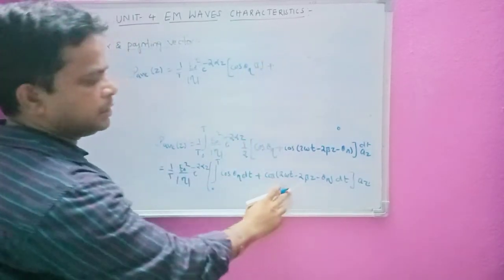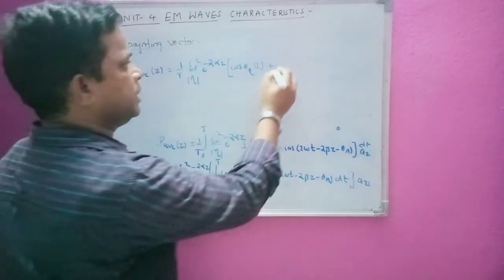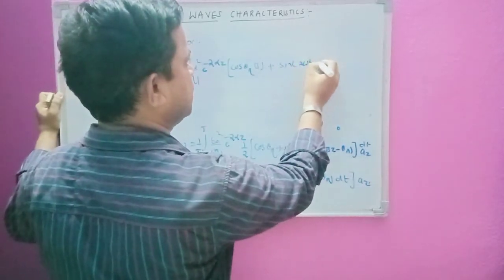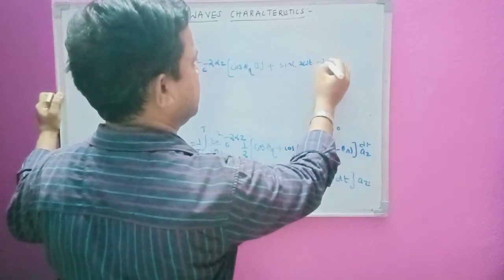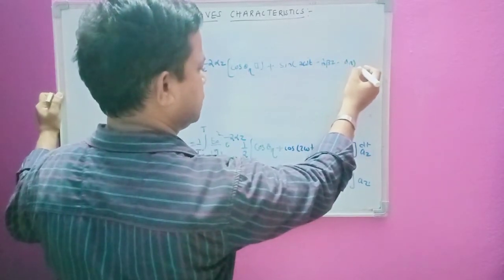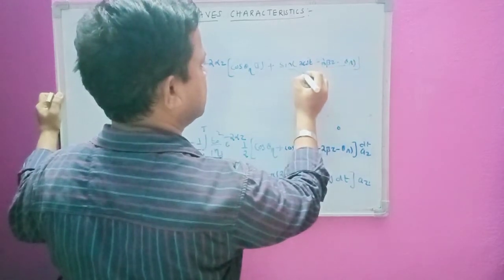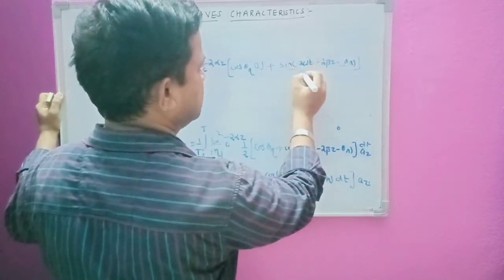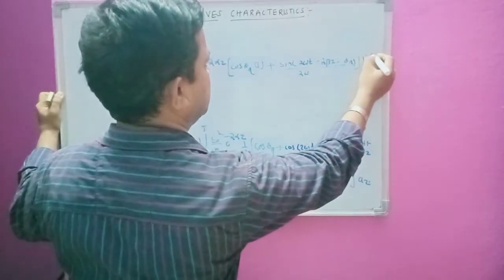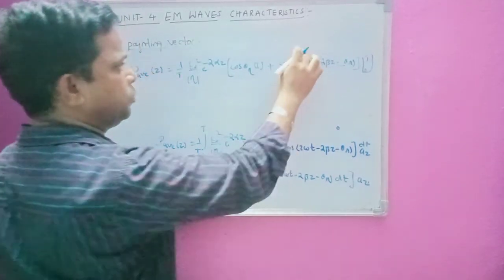Now if I integrate this term, I will get it in terms of sine. So sine of 2 omega t minus 2 beta z minus theta of eta, divided by 2 omega, with respect to t. Now if I integrate this in the limits 0 to T, that is 0 to 2 pi.